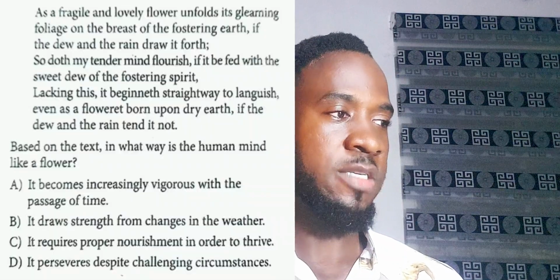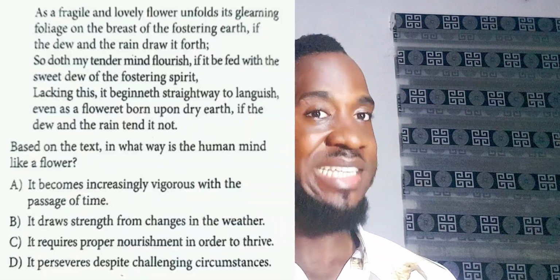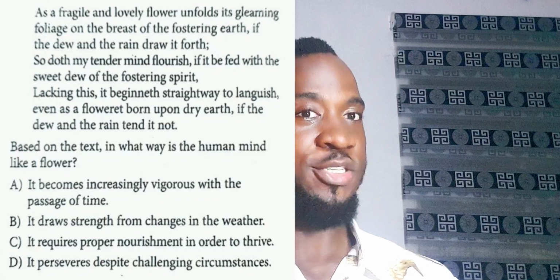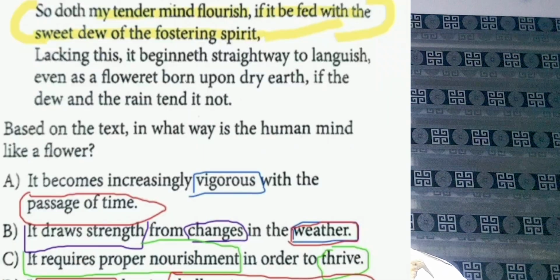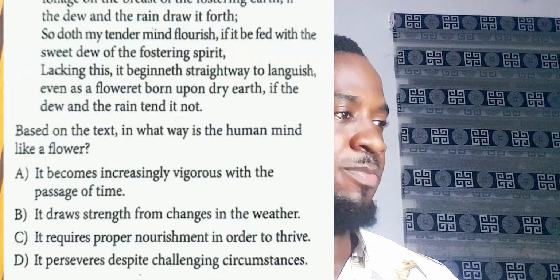When you find that it's a poem or a novel excerpt, yes, this is taking the text too literally. So we just push this to one side. It requires proper nourishment in order. So you see, this takes the figurative way the text comes. So the idea of the rain and the dew falling on the mind, just like the flower here, points to nourishment, right? Yes, this is perfect because it matches our prediction, and of course, because we understood the figurative bent of the passage. It preserves despite challenging circumstances.